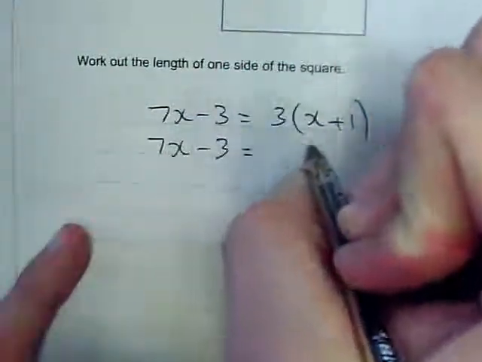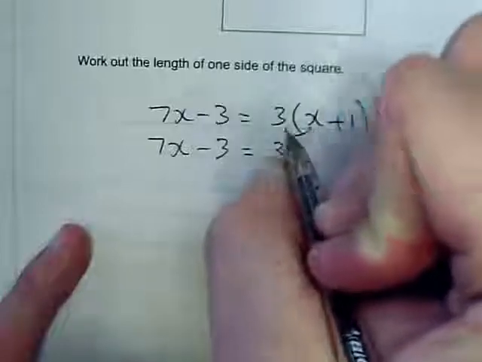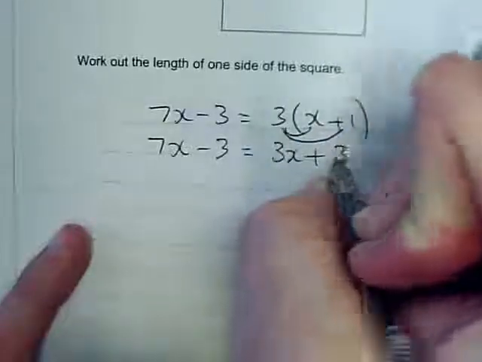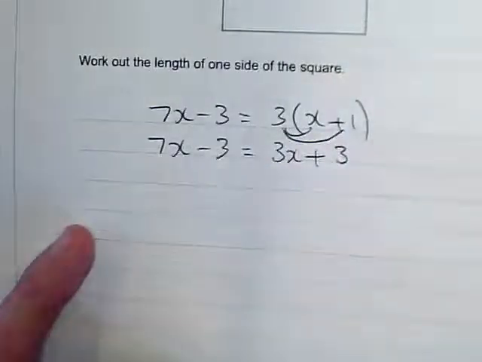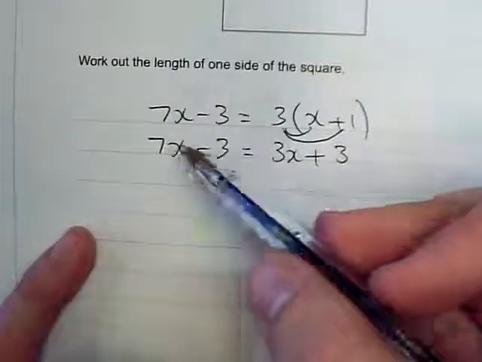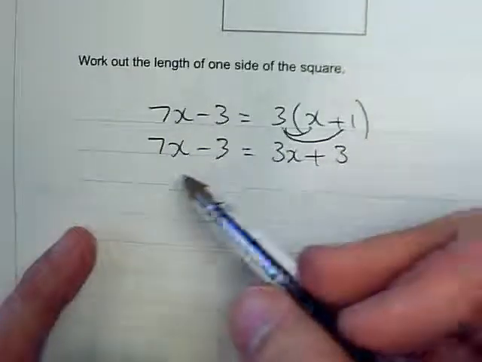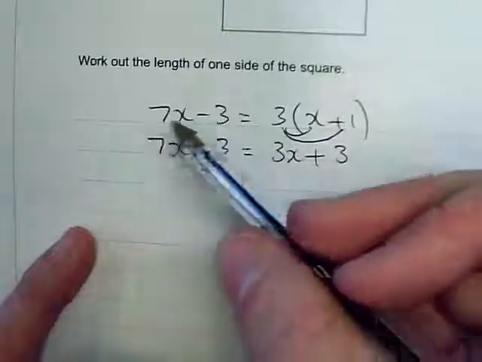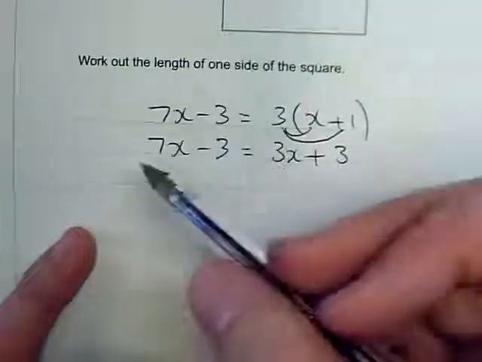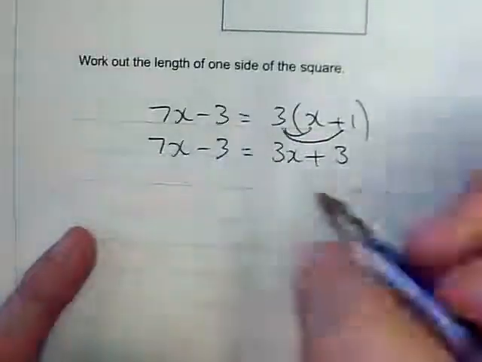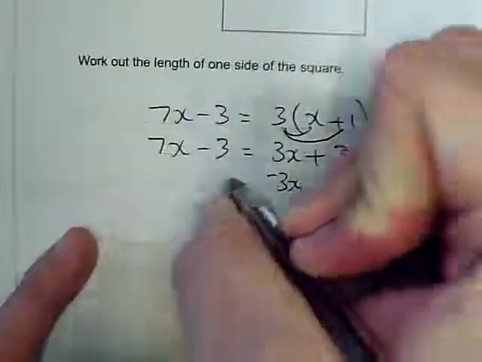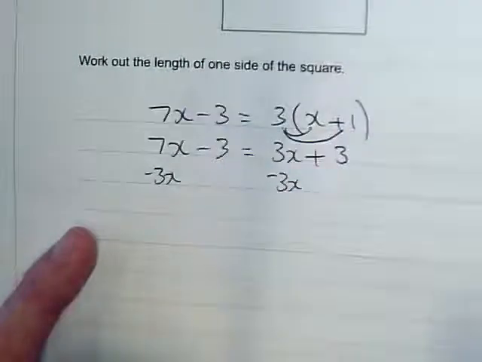So I'm getting 3x and then 3 times 1. So I get 3x plus 3 on that side. And now I've got a situation where I want to solve this to find out what x is. And I've got x's on both sides. So where I have x's on both sides, I pick on the smaller number of x's. So we've got plus 7x and plus 3x. So the smaller number is obviously 3x. And to get rid of it, I'm going to subtract 3x from both sides.